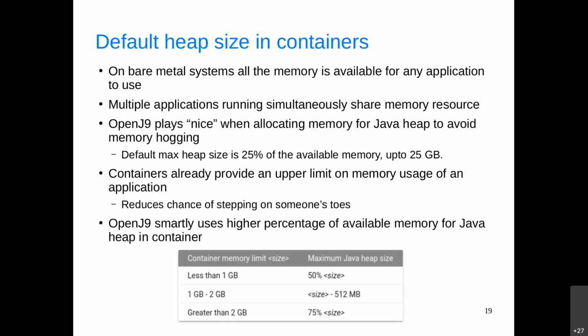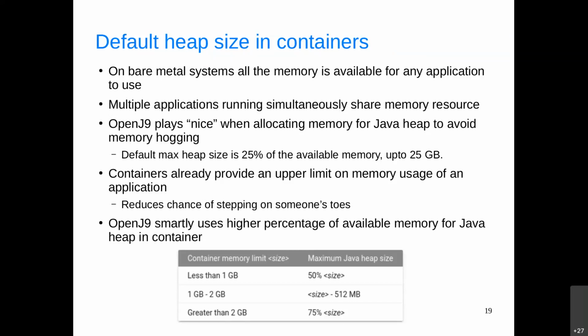Therefore, any process can utilize as much memory as it needs, and can theoretically cause shortage of memory for other processes. Now, this also poses a challenge for JVM as it needs to allocate Java heap, which should be large enough to meet the application memory requirements, but at the same time, it should not cause shortage of memory for other processes by hogging onto it. And in that spirit, OpenJ9 sets the maximum heap size to 25% of the available memory with an upper limit of 25 GB, so that there's sufficient memory left for other processes as well.